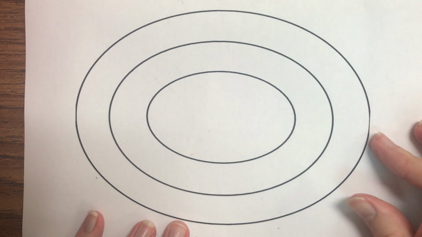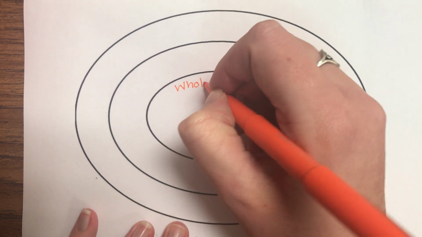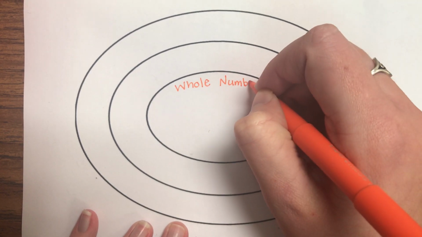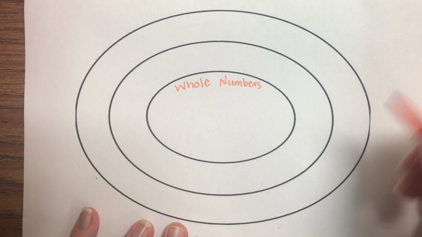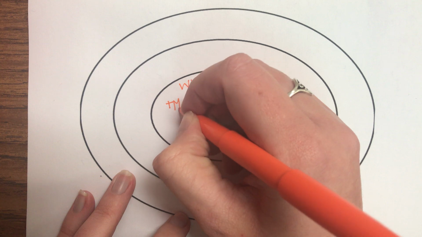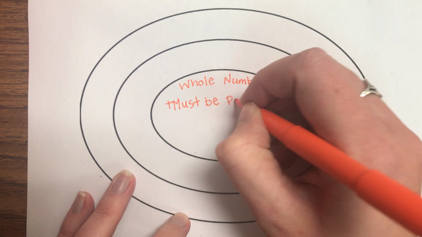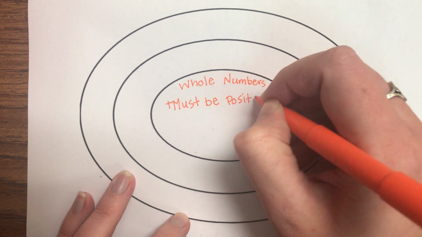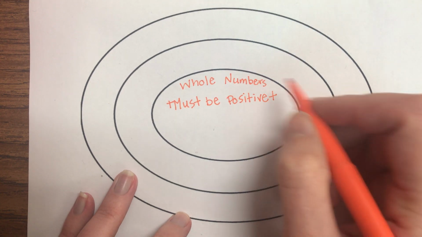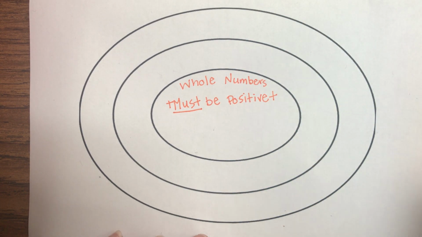So the first kind of numbers that we're going to talk about today are our whole numbers. These are our regular counting numbers that you learned very first off. So these must be positive. Let's put a positive sign there. So we got positive signs on both sides. They must be positive. So if they're negative, it's not a whole number.